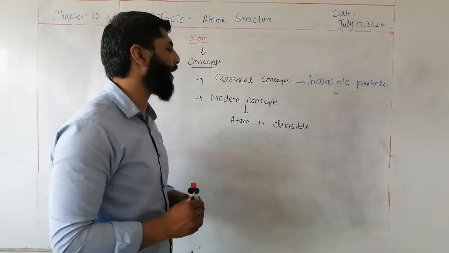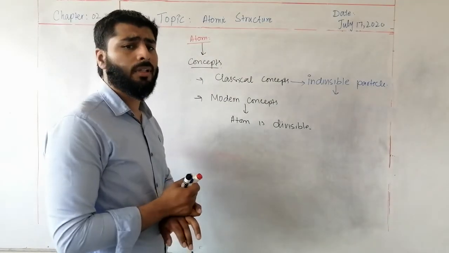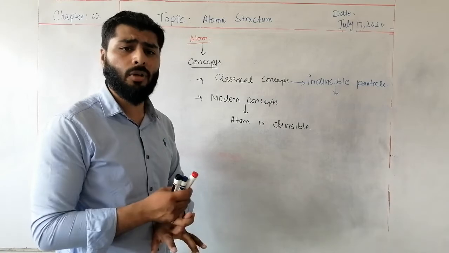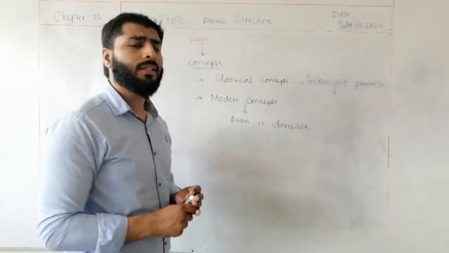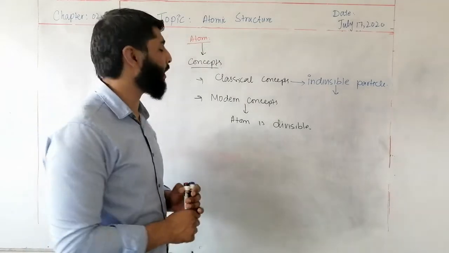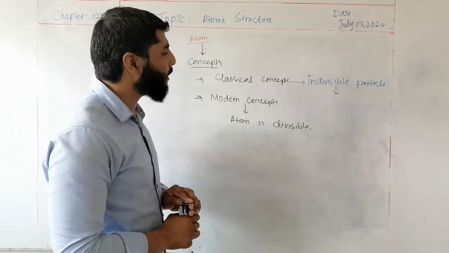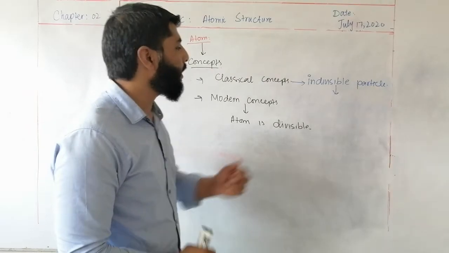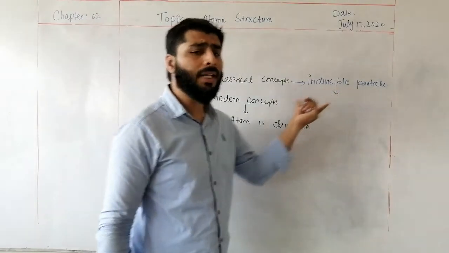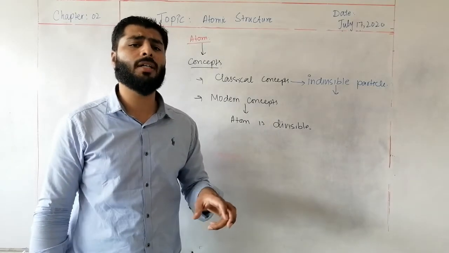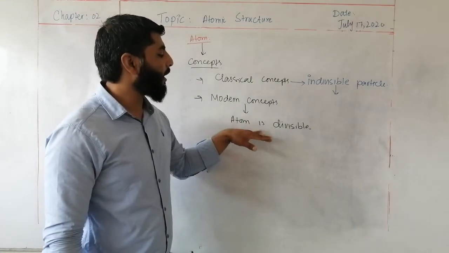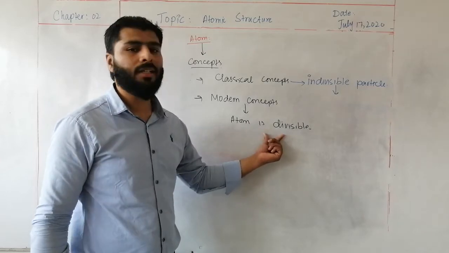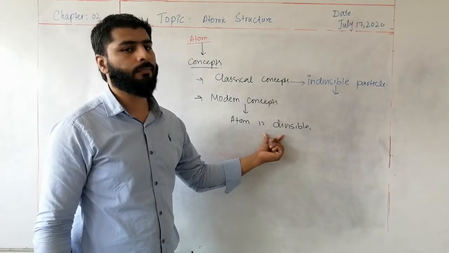According to the modern concepts, like Rutherford's discovery of the nucleus and the discovery of subatomic particles like electrons, protons, neutrons, and many more smaller particles present in an atom, Dalton's theory and Democritus's concept were neglected. They said that atom is indivisible, but the presence of the nucleus and other subatomic particles within an atom revealed that atom is divisible. So the modern definition of atom is that it can be divided further.